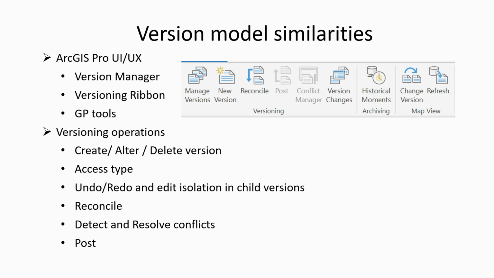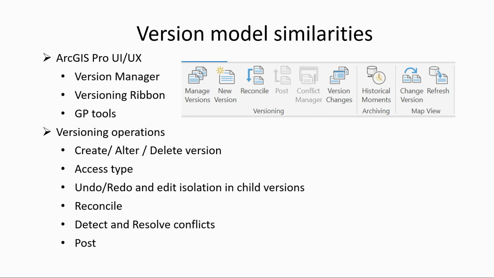If you're using Pro as a client, our team has worked hard on maintaining a similar versioning user experience and the UI between traditional and branch versioning. The version manager is still the view you use to manage your versions. The versioning ribbon and the geoprocessing tools work with branch versioned workspace. All versioning operations are termed the same. You still, as a user, create, alter, delete versions as needed.